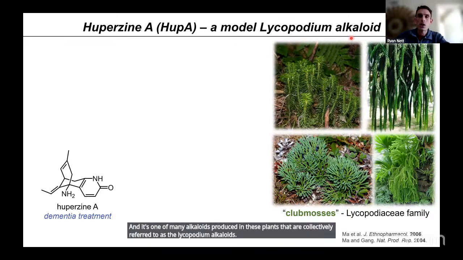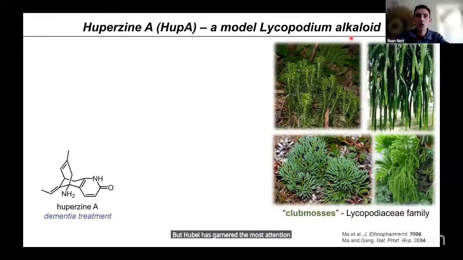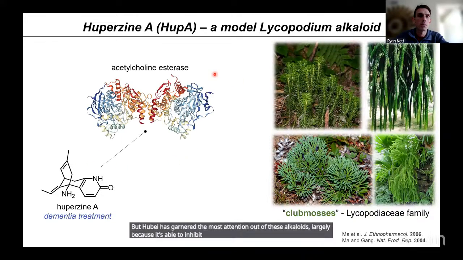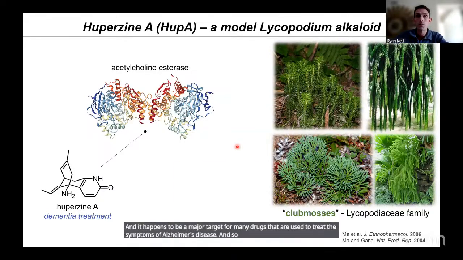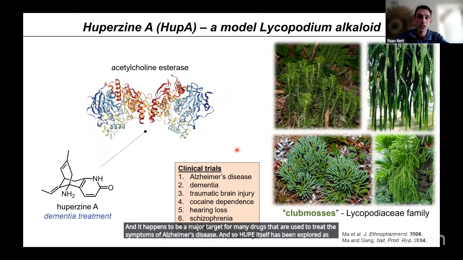But HupA has garnered the most attention out of these alkaloids, largely because it's able to inhibit the enzyme acetylcholinesterase, which is an important enzyme at the neural synapse in animals. And it happens to be a major target for many drugs that are used to treat the symptoms of Alzheimer's disease. And so HupA itself has been explored as a potential treatment for Alzheimer's disease, as well as a number of other neurological conditions.